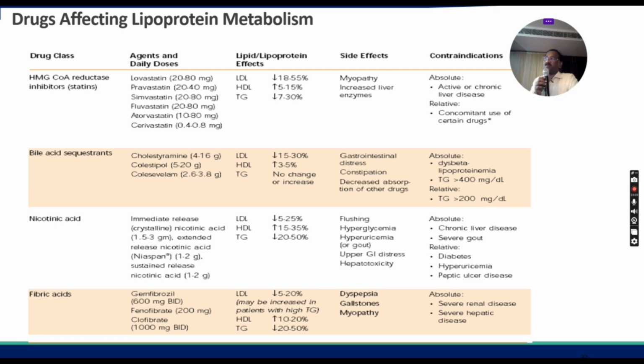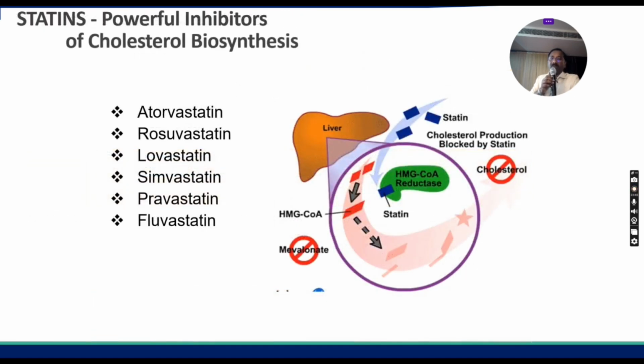Bile acid sequestrants, we are not often using them, but nicotinic acid, I already told you, was the first lipid lowering agent to enter the market way back in the 50s or 60s, but it is not acceptable to most of our population. Fibric acids, we have fenofibrate 140, 180, 200. That is very good to reduce the triglycerides and increase your HDL.